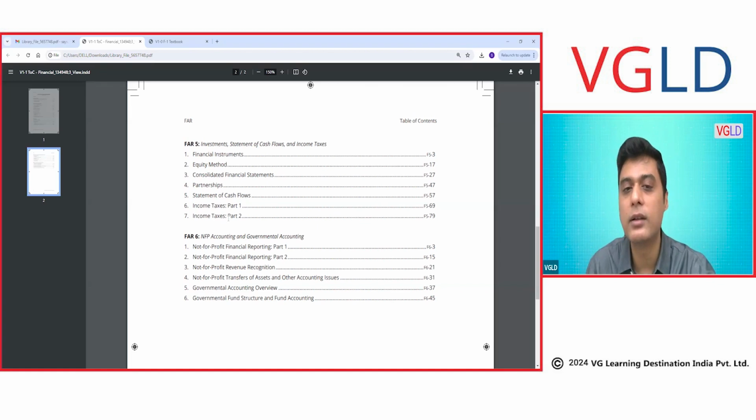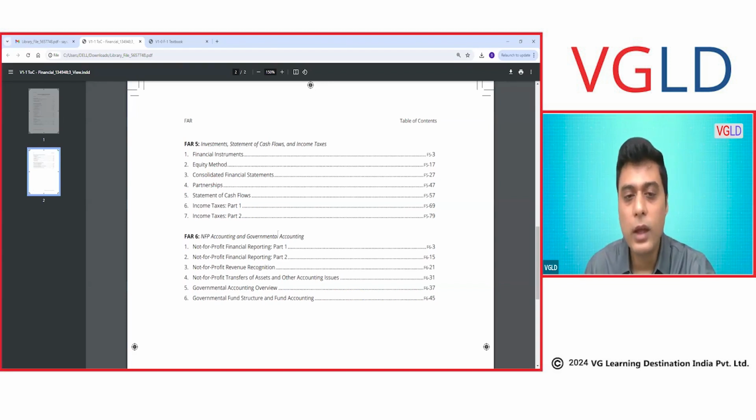Income taxes here, obviously, we are not talking about income tax as such, because that is part of your regulation course, the US tax, the Internal Revenue Code. Here we are talking about the accounting treatment of income tax in the GAAP financial statements. What is going to be the accounting treatment for income taxes in your GAAP financial statements? Here we are not going to talk about salary income and house property income and stuff like that. That you are going to learn in your regulation.